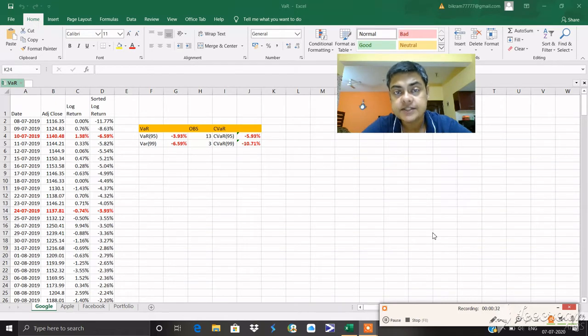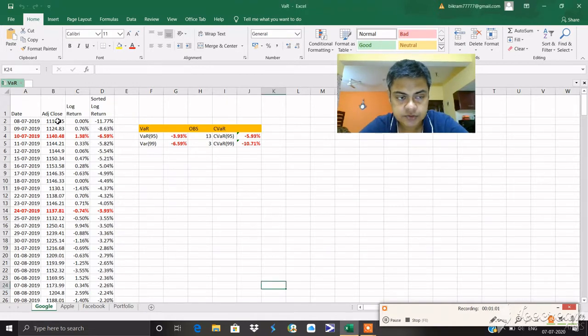On the contrary, we can say the chance of losing money with 5% chance, and again the chance of losing money with 1% chance, for a total portfolio, not for a particular stock. So we have taken Google, Apple, and Facebook, and we have made the portfolio. For all these three companies, we have taken 1 year of data. So the total number of observations is 252.